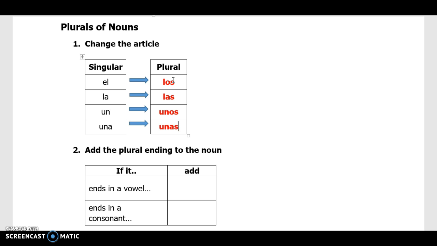Then you go to the noun itself. You have to look at the ending and decide if it ends in a vowel, you are going to add the letter S. But if the noun ends in a consonant, you are going to add ES. Okay. Vowels add S, consonants add ES. The goal is always that you want it to end vowel S, whatever it happens to be. So let's do some practice with those and let's see how this goes.